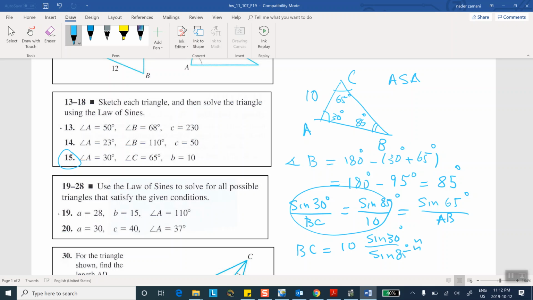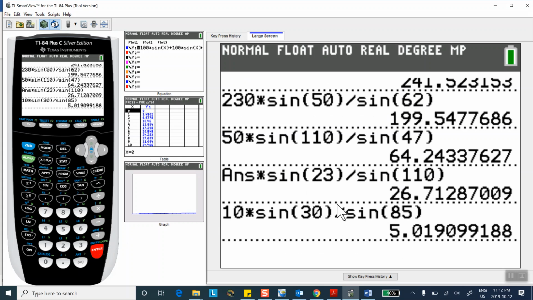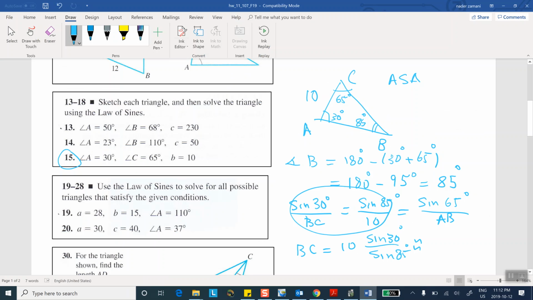And this is approximately, all right, let's do that here. 10 times sine of 30, close the parentheses, divided by sine of 85. Oops, backspace, 85, close the parentheses. And this is going to be 5.09. So this is approximately 5.09.